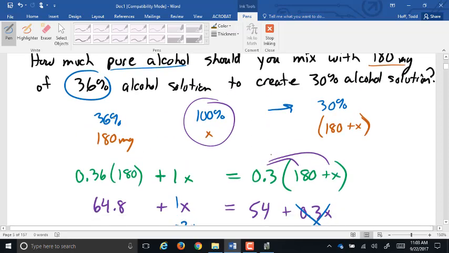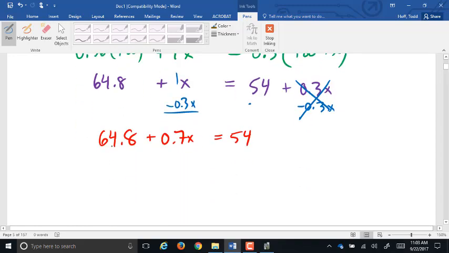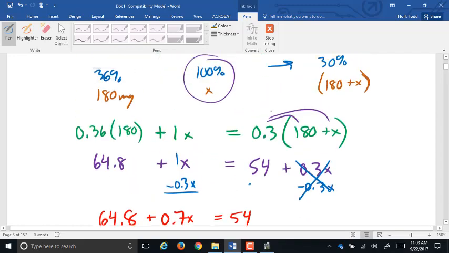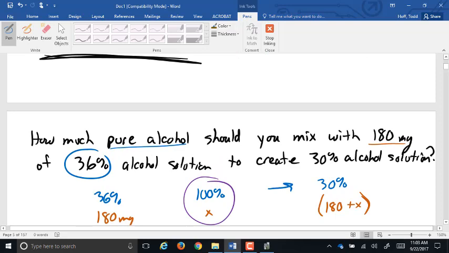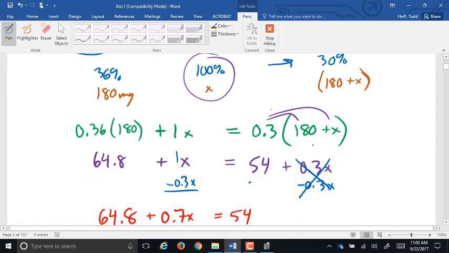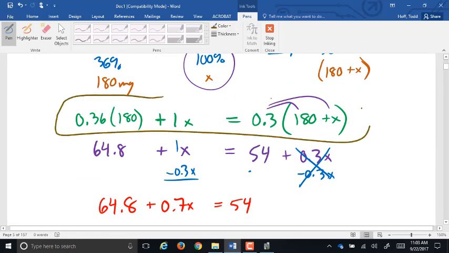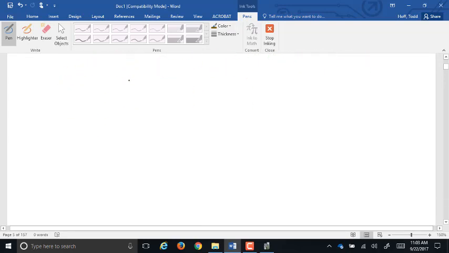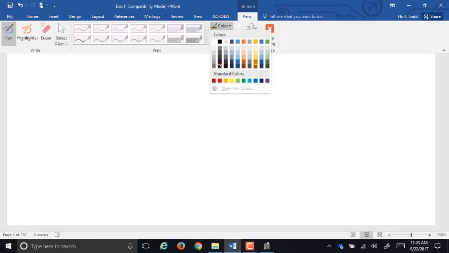Oh, that ain't going to work, is it? I screwed up because I put in the pure alcohol, but I tried to lower the percentage. You can't add pure alcohol and lower the percentage. It's going to raise the percentage, isn't it? So that one can't work. We set up the equation, that's good, but we can't solve it. So, sorry about that. That's my strike one for the day.